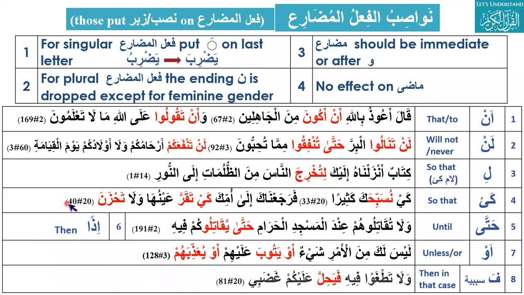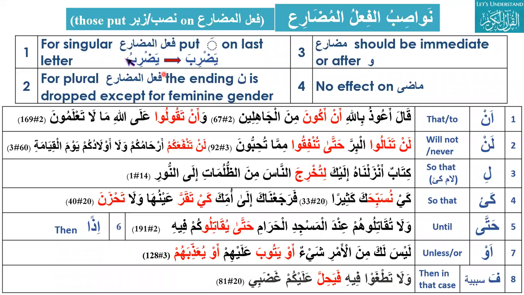Okay, Azhar, nawasibul fi'l al-mudari. How many, and name them? These are 8 of them. First, an, lan, li, izan, kai, hatta, aw, fa sababiyya. With meaning, please. An means that, lan means never or will not, li means so that, kai means so that, hatta until, aw means unless or, fa means then in that case, izan means then.